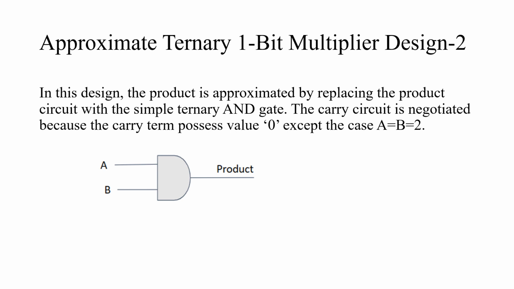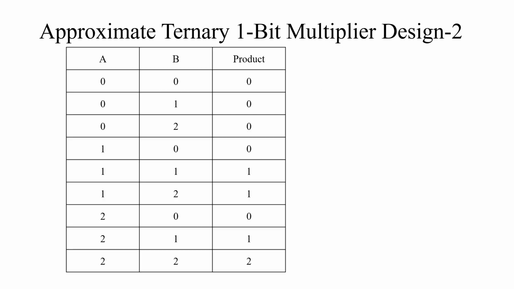In approximate ternary 1-bit multiplier design 2, we have approximated the product circuit with a simple ternary AND gate, and the carry circuit is neglected because it consists of all 0 values except the case a equals b equals 2. So it does not affect much when it comes to higher bit multiplication. So we have neglected our carry circuit here. This represents the truth table of the ternary approximate 1-bit multiplier design 2.